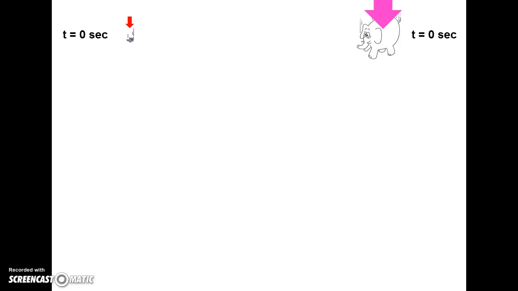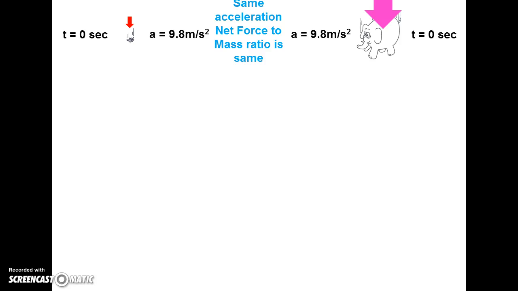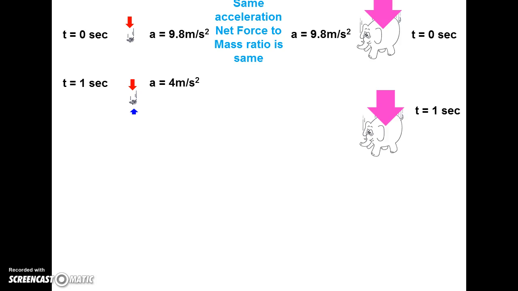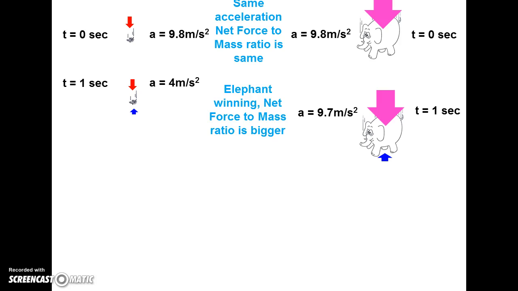In the feather versus elephant example, at time 0, both of those objects are accelerating at the same rate, 9.8 meters per second squared. They have the same net force to mass ratio, so they're going to accelerate at the same rate. After 1 second, the feather meets a little bit of air resistance, and its acceleration drops to, let's say, 4 meters per second squared. In that same 1 second, the elephant encounters some air resistance, but its net force doesn't decrease nearly as much, so its acceleration might only drop to, say, 9.7 meters per second squared. So you can see already the elephant's winning the race. It's a much higher net force to mass ratio.